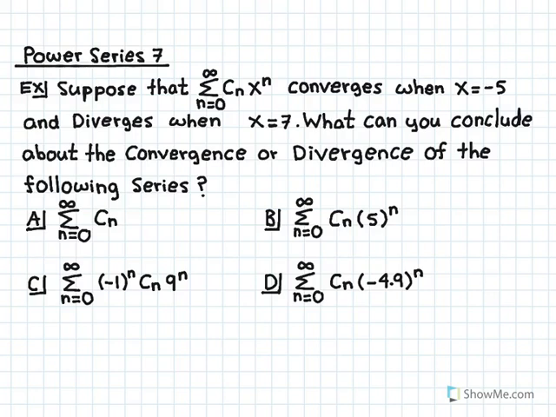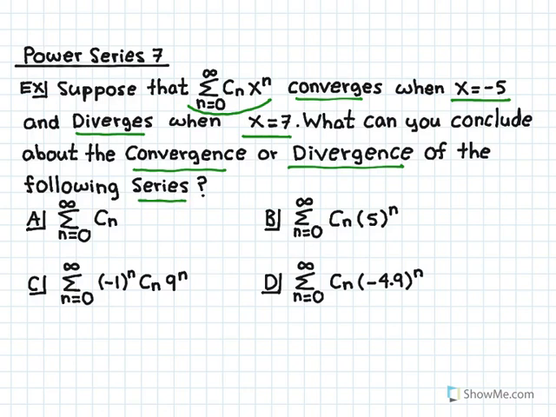In this video, we're going to look at a more theoretical example of the convergence of a power series. The question here is, assume that the summation n equals 0 to infinity of c sub n x to the power of n converges when x equals -5 and diverges when x is equal to 7. What can you conclude about the convergence or divergence of the following series?